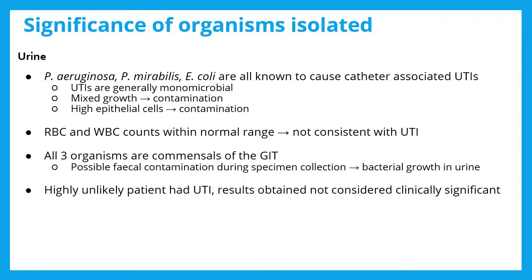Red and white blood cell counts were also within the normal ranges, supporting the hypothesis of a UTI not being present. As all 3 organisms are commensal flora of the human gastrointestinal tract, it is highly likely that fecal contamination has deposited the organisms in the urine during specimen collection, where they were allowed to grow and replicate to significant levels, giving the significant count of 10 to the 8 colony-forming units per litre. As a result, we believe that it is highly unlikely that the patient has a UTI, and that the results obtained from the urine sample are not to be considered as clinically significant.